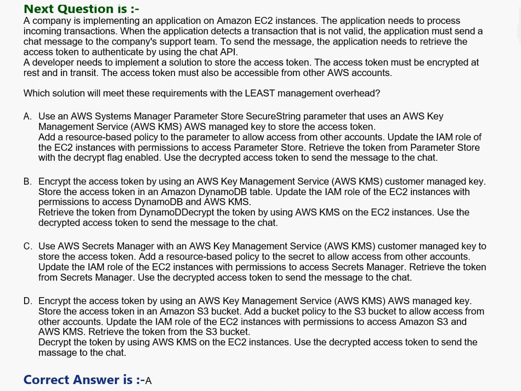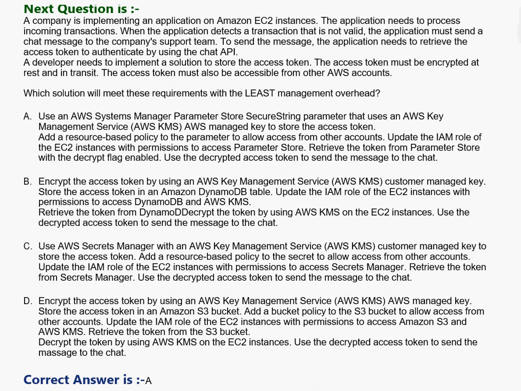The access token must be encrypted at rest and in transit. The access token must also be accessible from other AWS accounts. Which solution will meet these requirements with the least management overhead?